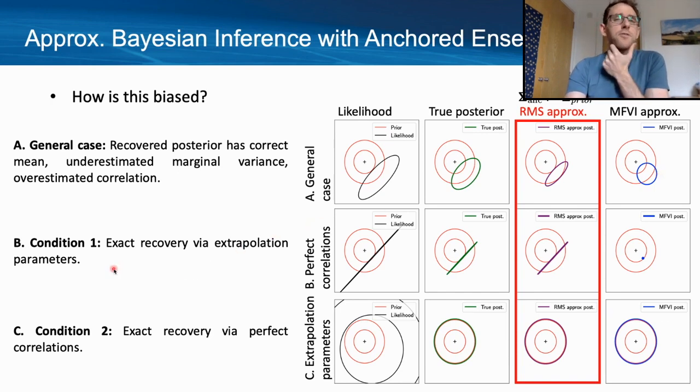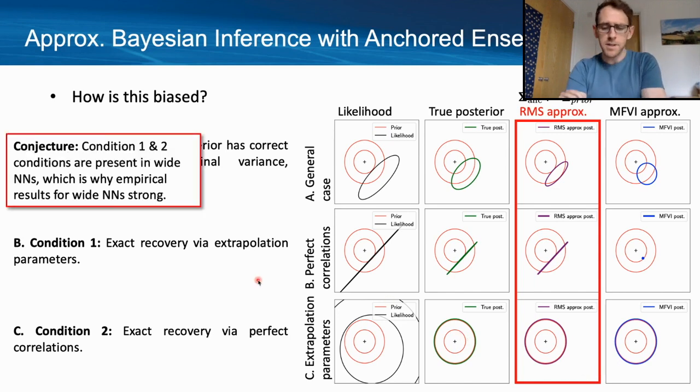But we also look at these two special conditions, and in particular this condition one, where if you have perfect correlations within your model, your likelihood is going to be very long and skinny. And this is going to lead to a very skinny posterior. In this situation, RMS gives you a very good recovery of your true posterior, particularly when you compare it to what mean field variational inference does, which almost becomes a point estimate of your posterior. And then alternatively, you could think about extrapolation parameters, where these maybe have a very wide likelihood variance. And in this situation, all the methods are able to recover the true posterior.